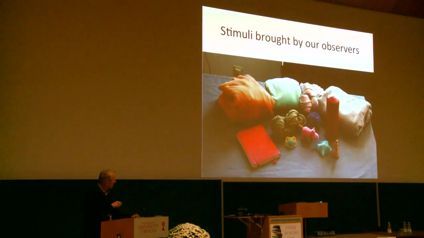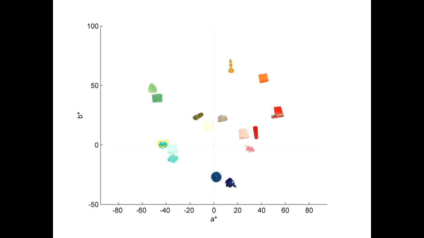And these are most of the objects. Some of the objects had to be returned to the observers by the time we took the photograph. One observer brought a piece of the kitchen cabinet that she looked at very often, but she really needed it back home. And you can see that these objects cover color space really well. So we have all different hues. It's good coverage of the CIE LAB color space here.